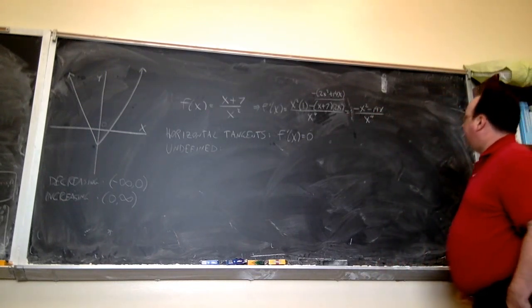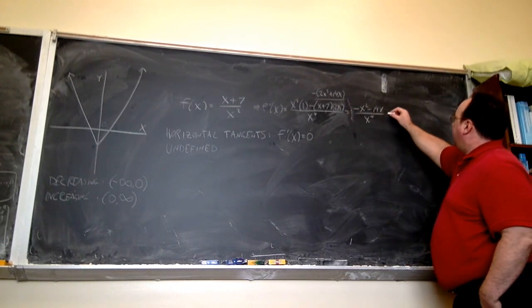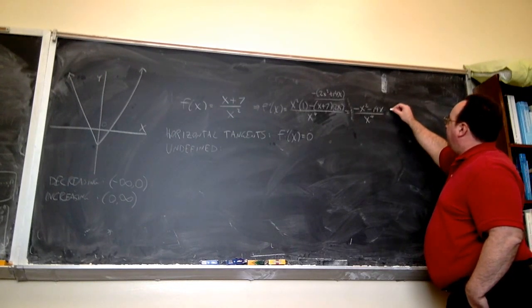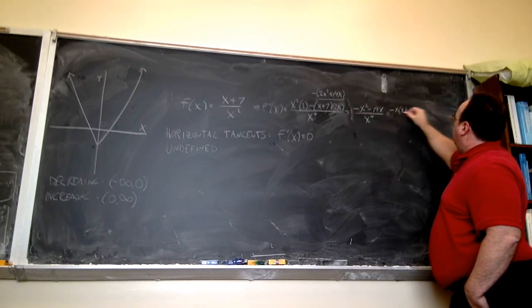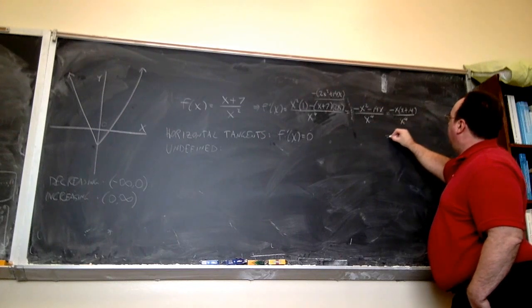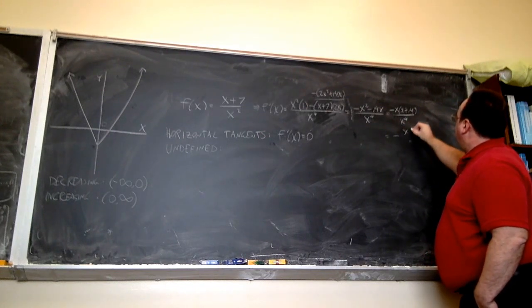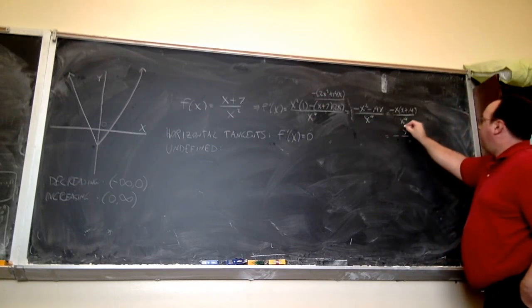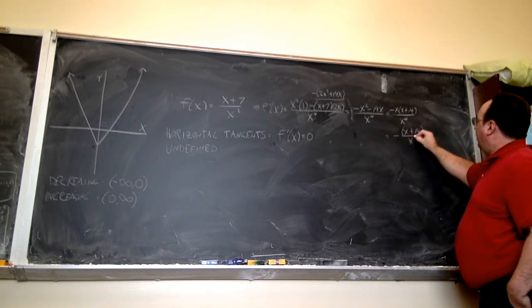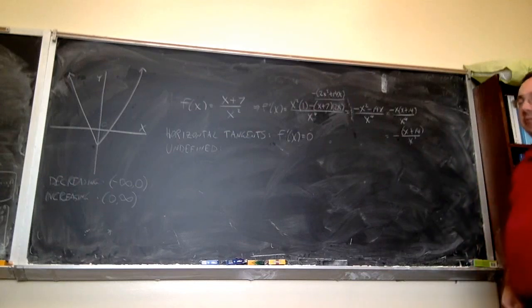And you can actually factor an x out of the numerator. Actually, I'll factor out a minus x and simplify to minus the quantity x plus 14. So the minus is written out here, it applies to this whole thing, over x cubed.